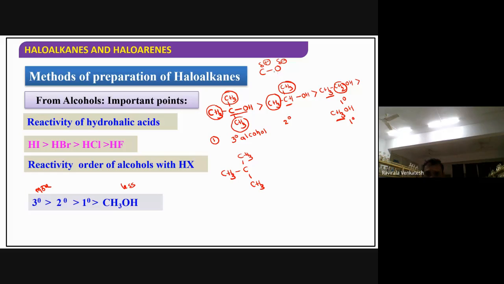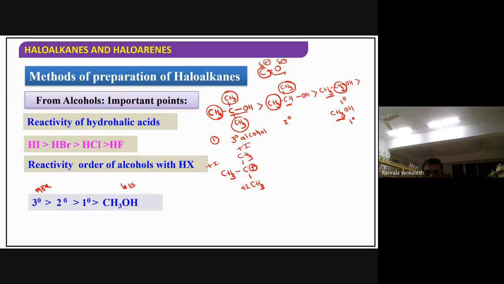Now if this bond is broken, what happens? Carbon will get a positive character, right? I'm writing a positive character here. Now this positive character, you have studied in 11th class as the inductive effect. This is a plus I group, and this one is also a plus I group. These plus side groups increase the stability of the carbocation. Therefore, it is more stable and easily participates in the chemical reaction.